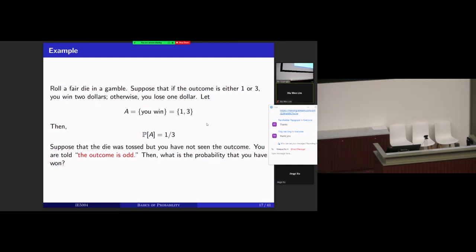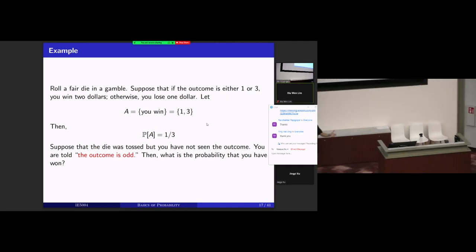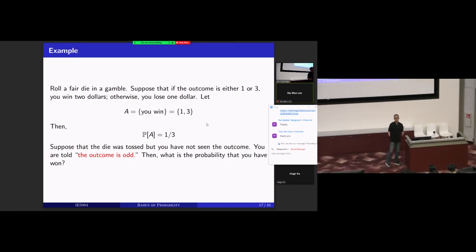So let's think of this question. Actually, this question is very easy. Again, if the outcome is 1 or 3, you will win. But before you see the outcome, the random experiment has been conducted. It's done, but you haven't known the outcome. But at least you know something. You don't know the outcome, but you have some information, because this guy told you that the outcome is odd, right? So essentially the question is like this. With this extra piece of information, is the probability that you won still the same? Of course, as I said, this is a very simple example.